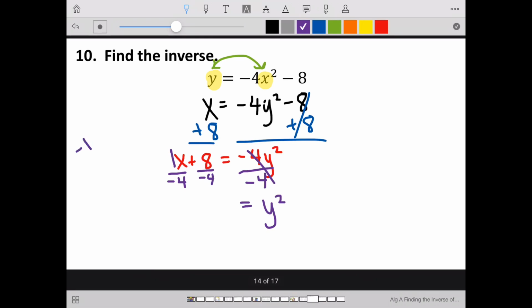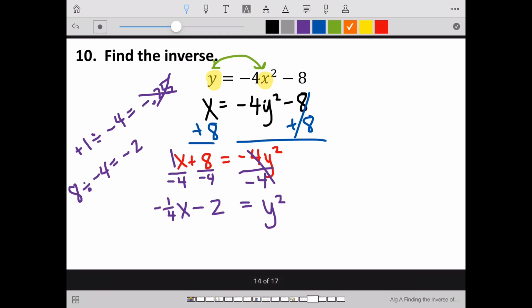So negative 1 divided by, 1 divided by negative 4 makes negative 0.25. But we don't want decimals, so we just leave it negative 1/4 x. 8 divided by negative 4 makes negative 2. So we put minus 2.